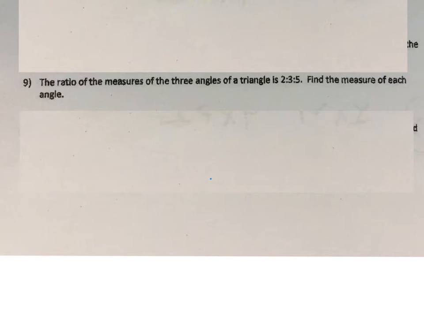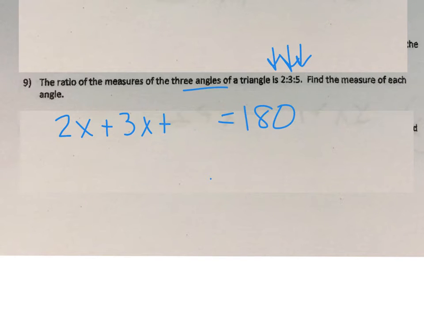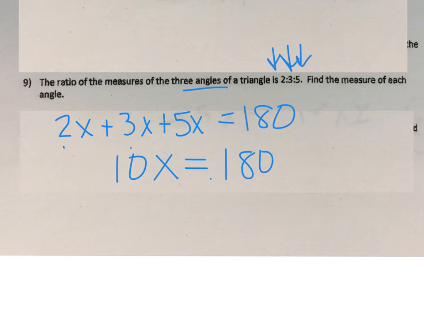Okay, the next one asks us to find the ratio of the measures of angles. And remember that in triangles, the three angles always add up to 180. So we're going to do something added up to 180. And what that means is we're going to say 2x plus 3x plus 5x equals 180. So if we combine like terms, 2 plus 3 is 5, and then another 5x would give us a total of 10x is equal to 180. And if we divide both sides by 10, x is going to equal 18.